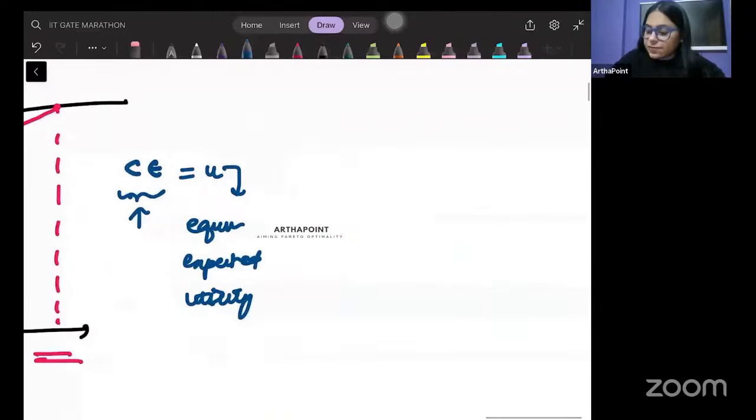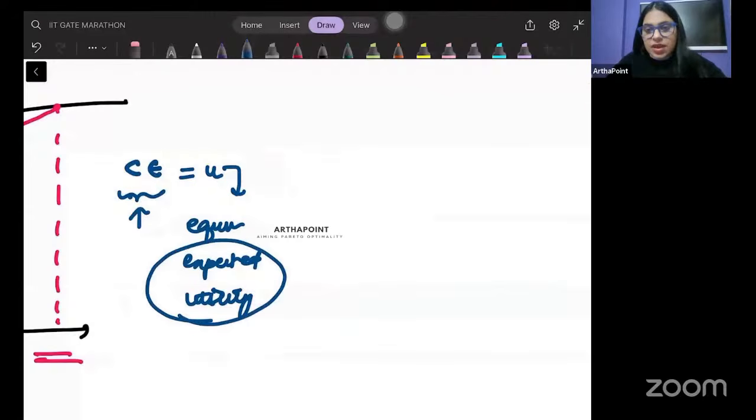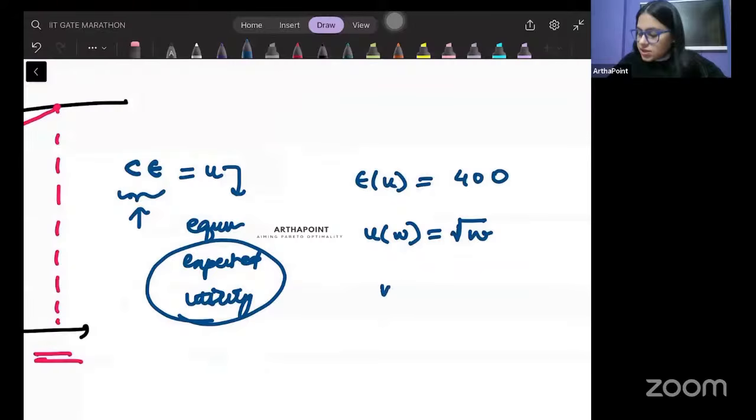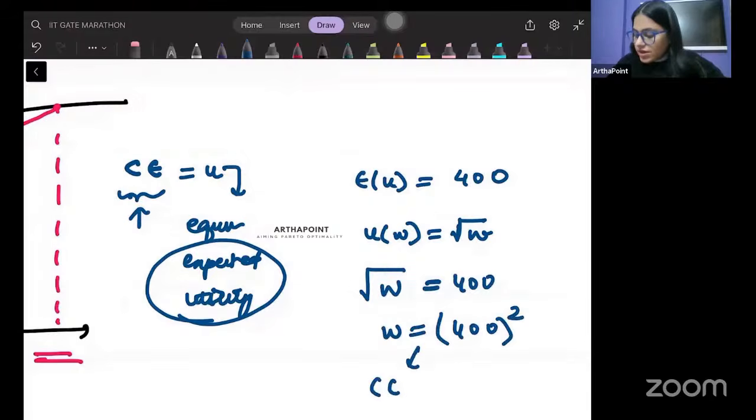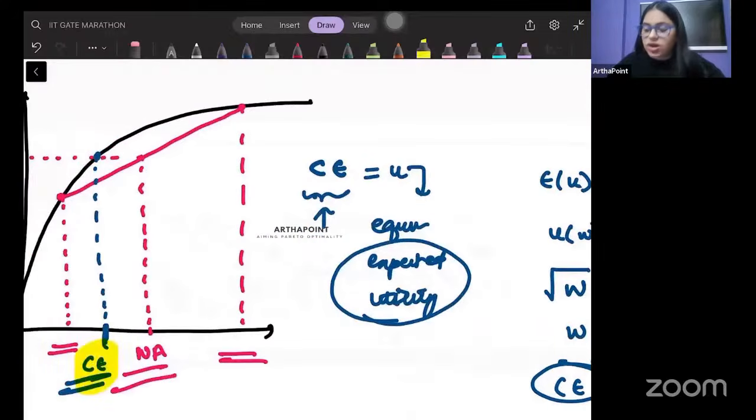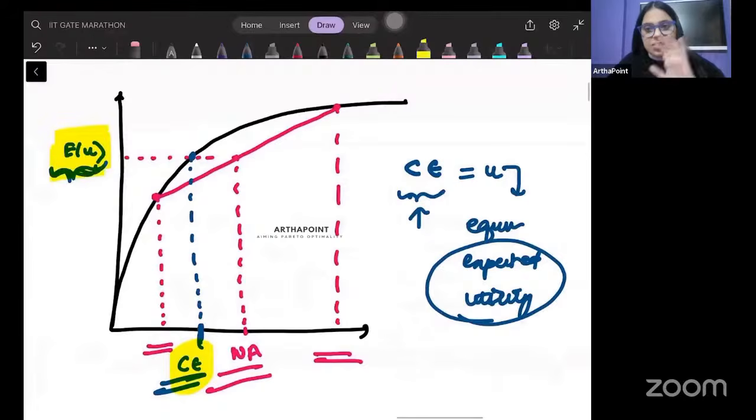Right? So you will find your expected utility first. And then you will say, okay, if my expected utility is coming as 400 and my utility function is root of W, then which wealth will give me 400 with certainty? You will just equate root W to 400 and you will get W as 400 square. This amount will be called certainty equivalent. So we are saying which money will give the same utility as expected utility. This is very important from exam point of view and this will come in exam 150%.